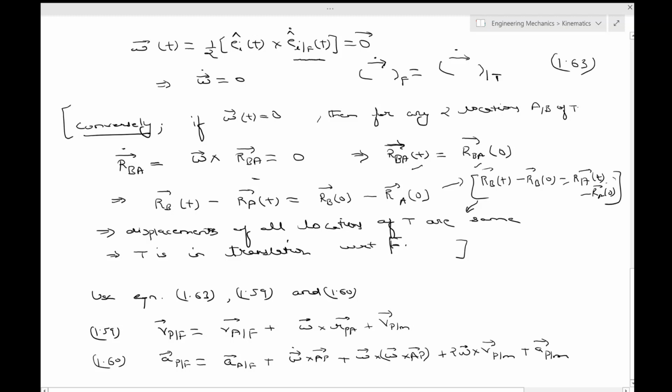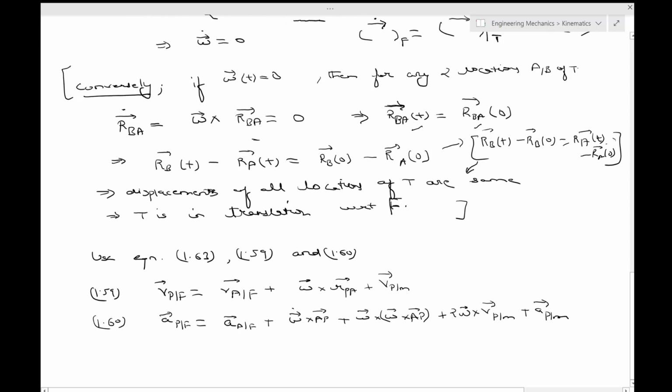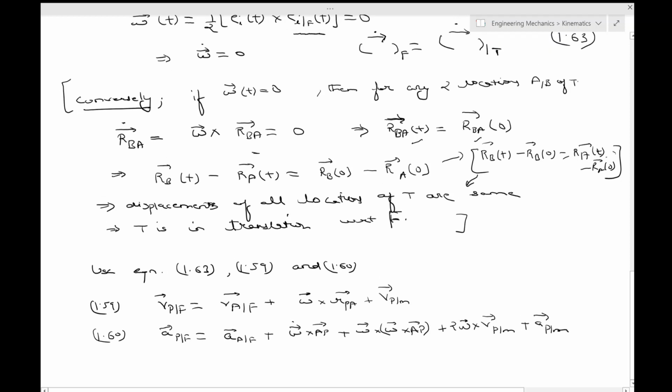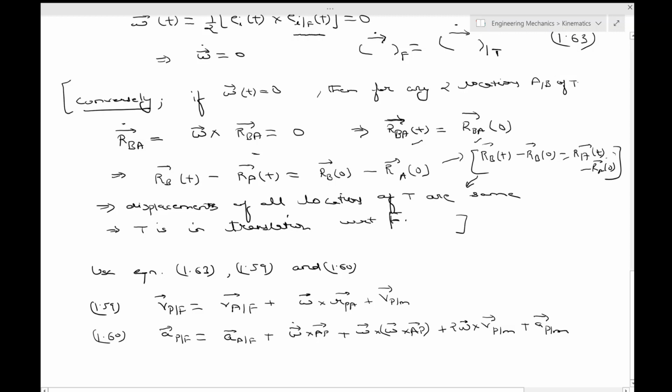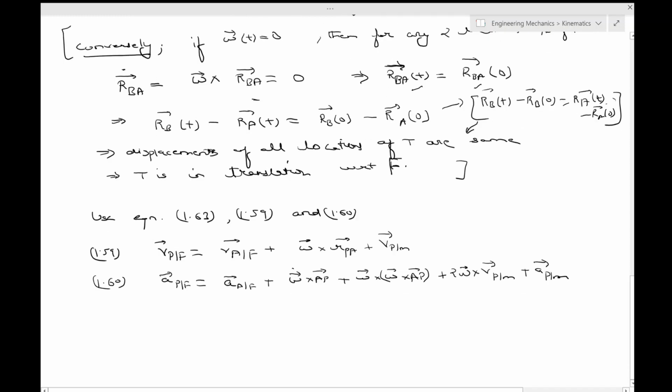So 1.63, 1.59 and 1.60, all of these three things we want to combine now. I should also put 1.63. That just means that in the translating frame this is the same as that in the t frame, the time derivative of any vector. So velocity of p with respect to f is equal to velocity of A with respect to F plus omega is clearly 0, so we can't write that, and t, as I've said, is to be written over here.